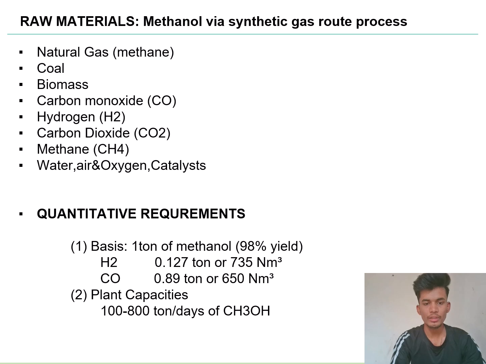First of all, I am going to tell you about some properties of methanol. So first, molecular weight of methanol is 32.07 gram per mole. Melting point is minus 97.8 degrees Celsius. Boiling point is 64.7 degrees Celsius. Solubility: highly soluble in water. Also, methanol is highly toxic.